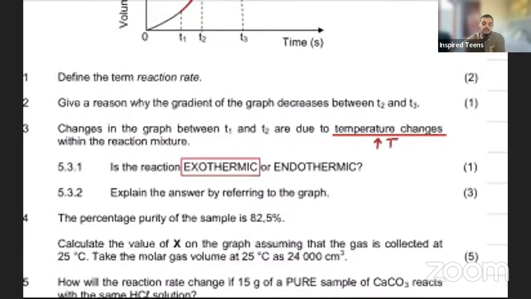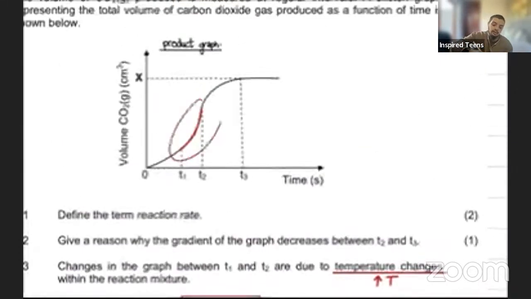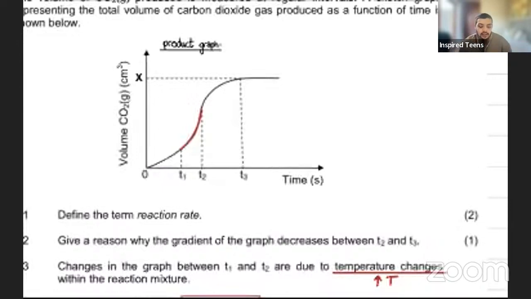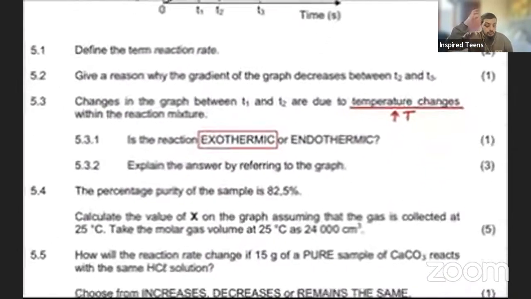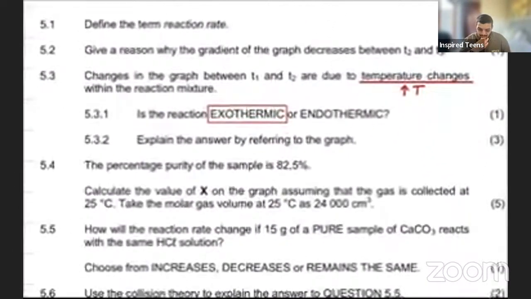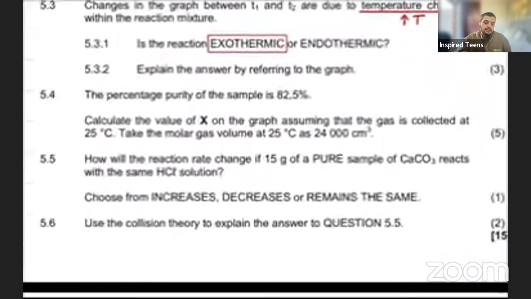5.3.2, explain the answer by referring to the graph. So you can say that the gradient becomes steeper on the graph. The gradient between T1 and T2 is an increasing gradient. It's becoming steeper. That means that the rate of reaction is actually increasing because gradient gives us rate of reaction. And that means that the temperature has increased, meaning the average kinetic energy of the particles increased, meaning it's an exothermic reaction.